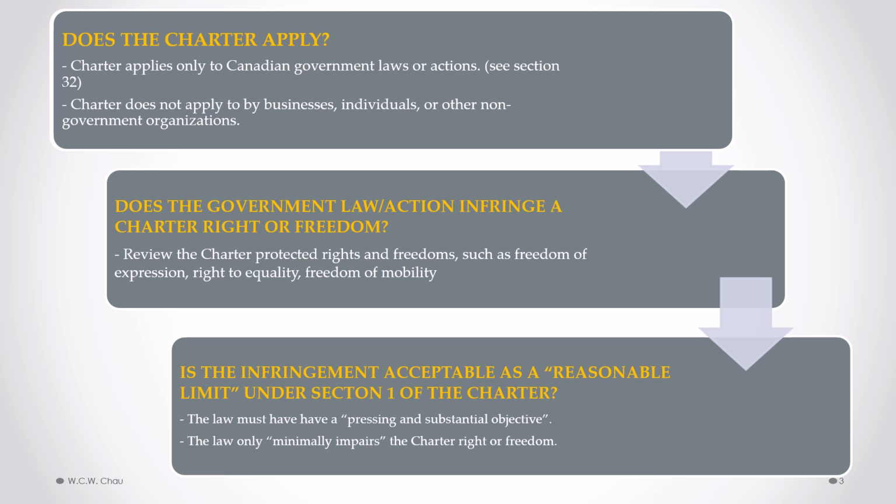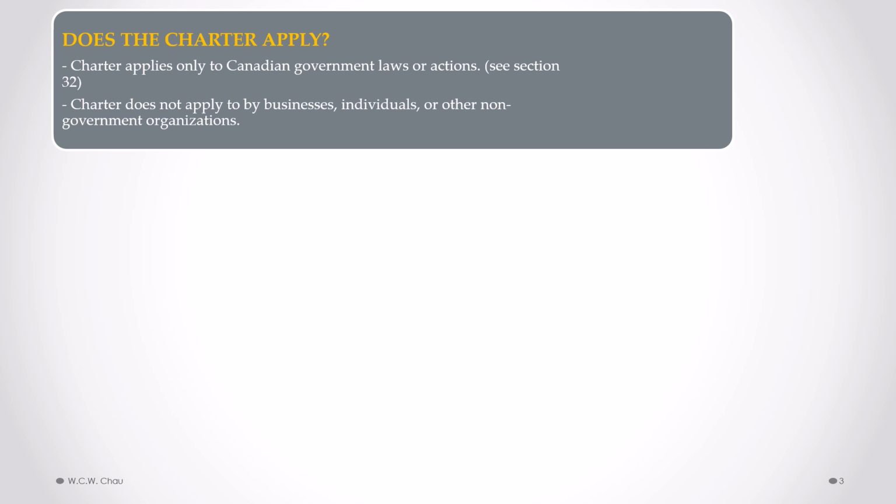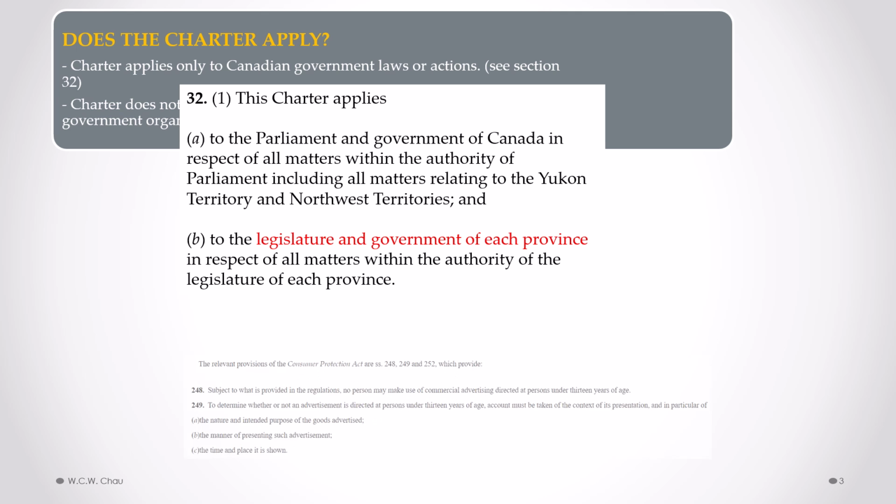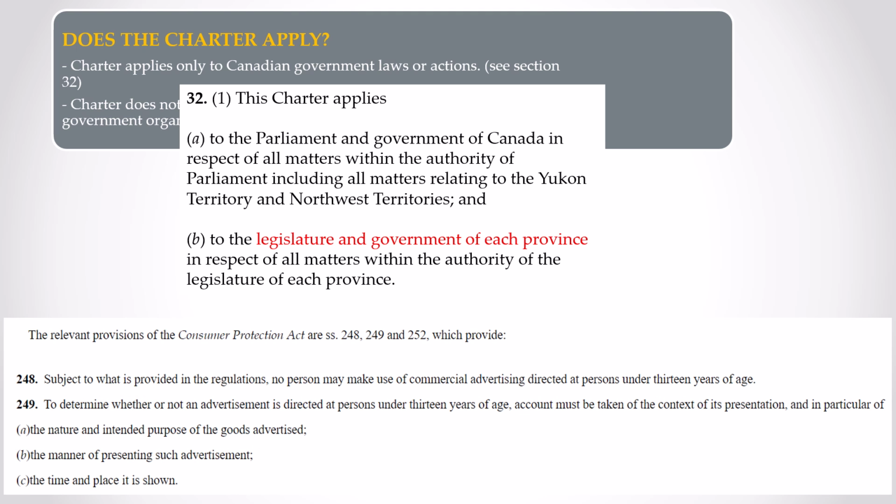So let's now apply those three questions we had looked at to this Irwin Toy case. The first question, does the Charter apply? Again, we look at the relevant section of the Charter, which is Section 32, which determines what the Charter applies to. Specifically, under 32(1)(b), it says that it applies to the legislature and government of each province. So we know that in the Irwin Toy case, it involved a law that was passed by the Quebec legislature. Therefore, the Charter clearly applies to that law.